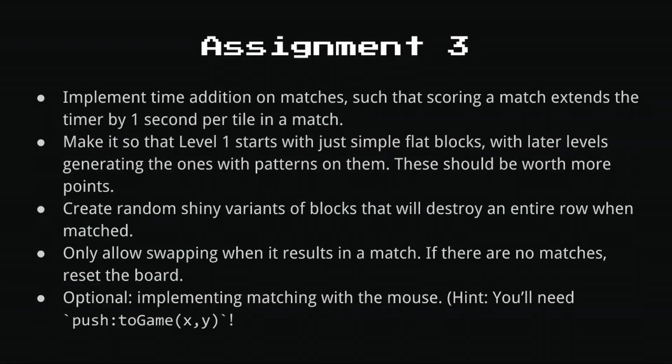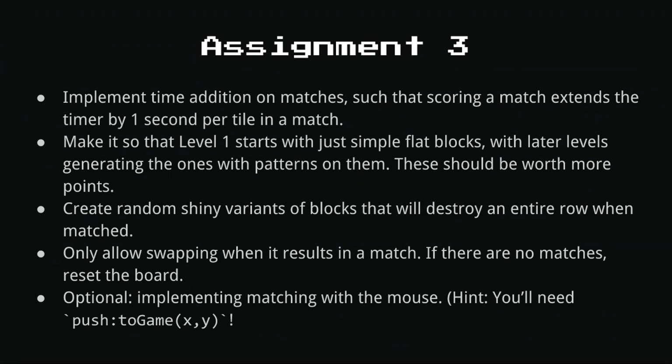Assignment 3 is going to have a few parts to it. So, time addition on matches. When you get a match, you should get time added to the clock. Right now, you only get 60 seconds. It's a little bit hard to actually get past level 2 at this point. Then, getting points for every tile in a match. Make it so that level 1 starts with simple flat blocks. Earlier, we saw the array of tiles, and it was flat tiles on the first index of every color row. But there are several other patterns, like X's and circles and triangles and stuff. Make those worth some higher amount of value, each one.